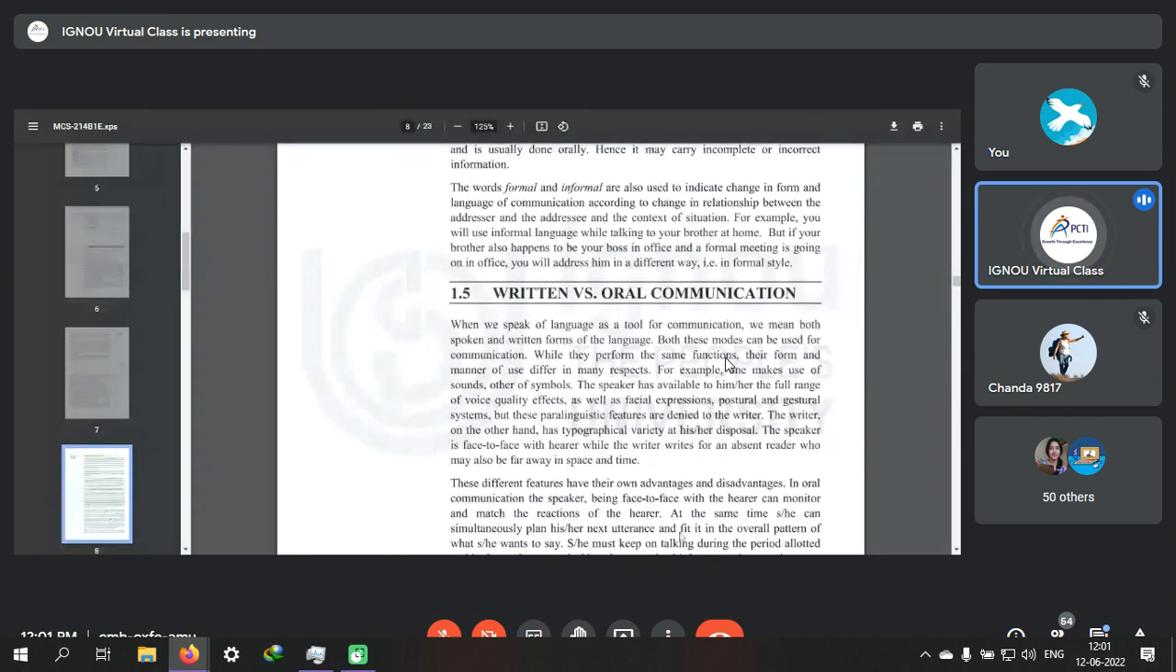Written and oral communication, I'll explain it. Written, you have to write it, and oral communication we express orally, like meetings, speeches, interviews, talk shows. All are oral communication. Written language I'm talking about, that is email, memorandum, letters. All these things are written communication.